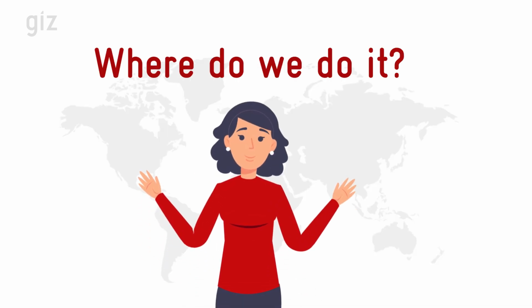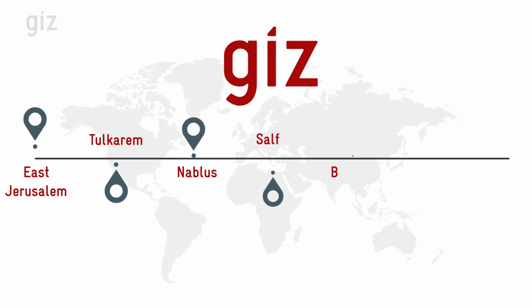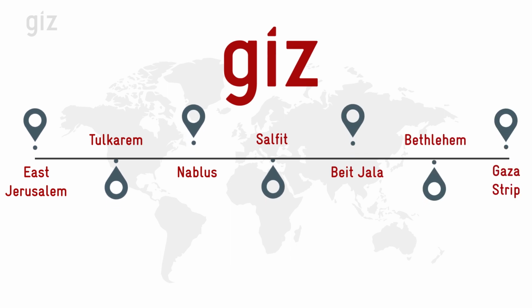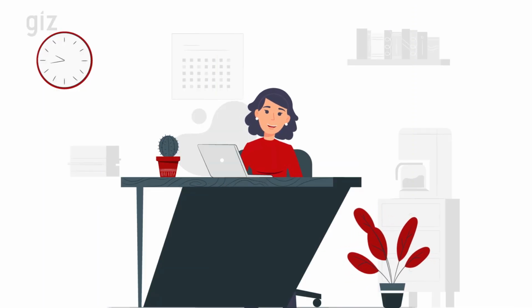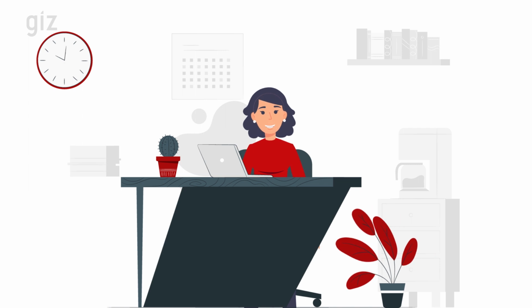Where do we do it? In the West Bank, including East Jerusalem, Tulkarm, Nablus, Salfit, Beit Jala, Bethlehem, and the Gaza Strip. And the program is seeking to expand to other locations through the partner organizations.